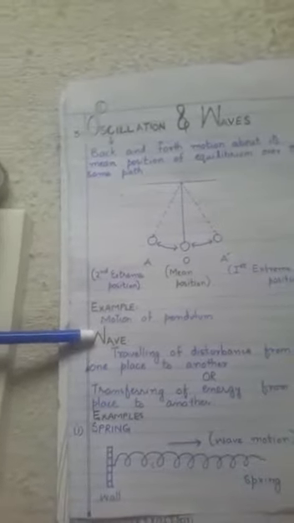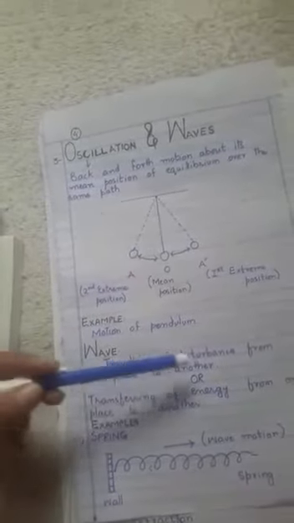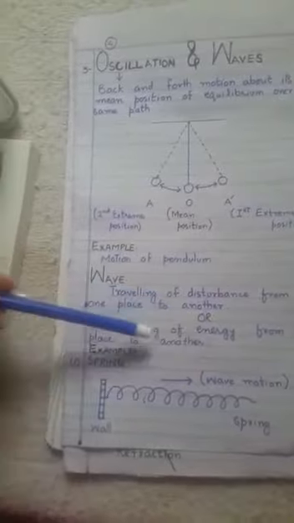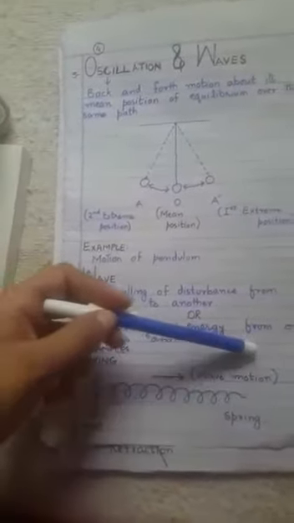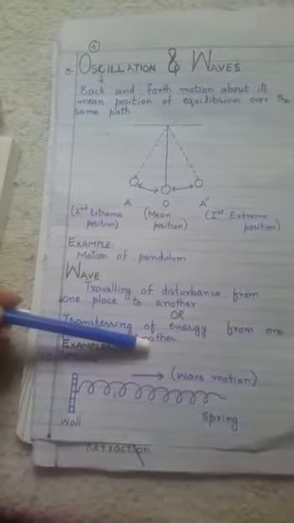The next term, girls, is wave. Okay, now what is wave? Wave can be defined as the traveling of disturbance from one place to another place, that is known as wave. Or it can be defined as the transferring of energy from one place to another place, that is also known as wave.